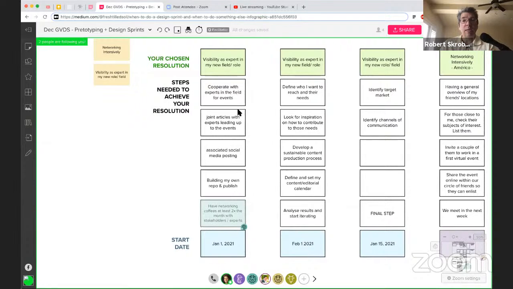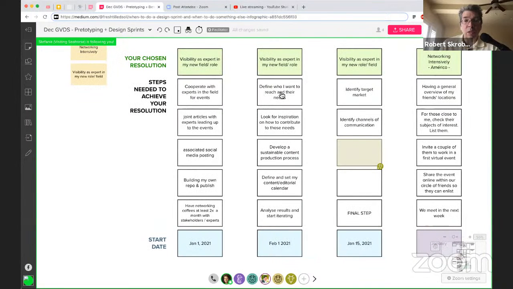So it's literally the to-dos to build out their particular engagement model, and for that one, it's multiple. They're going to have multiple touch points with the intended audiences and how they're going to engage. Same thing with this second column. They're going to define who they want to reach and their needs, look for inspiration, how to contribute to those needs, develop a sustainable content process, define and set my content editorial calendar, and analyze results and start iterating.